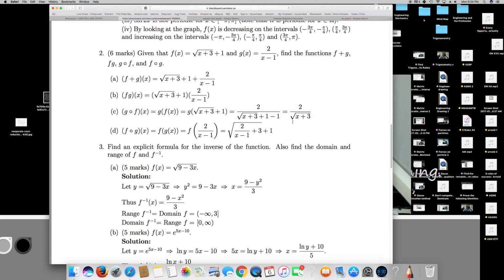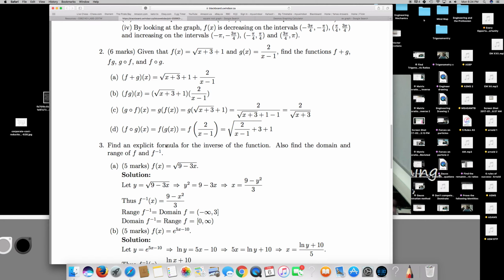So 1 minus 1 is going to be 0. So therefore the final is going to be 2 over root of x plus 3. And the last question is again, f of g is equal to what? Since we have done a similar question already, the f of g is going to be what? Instead of the x value in f of x, I'm going to plug the g of x value right here.